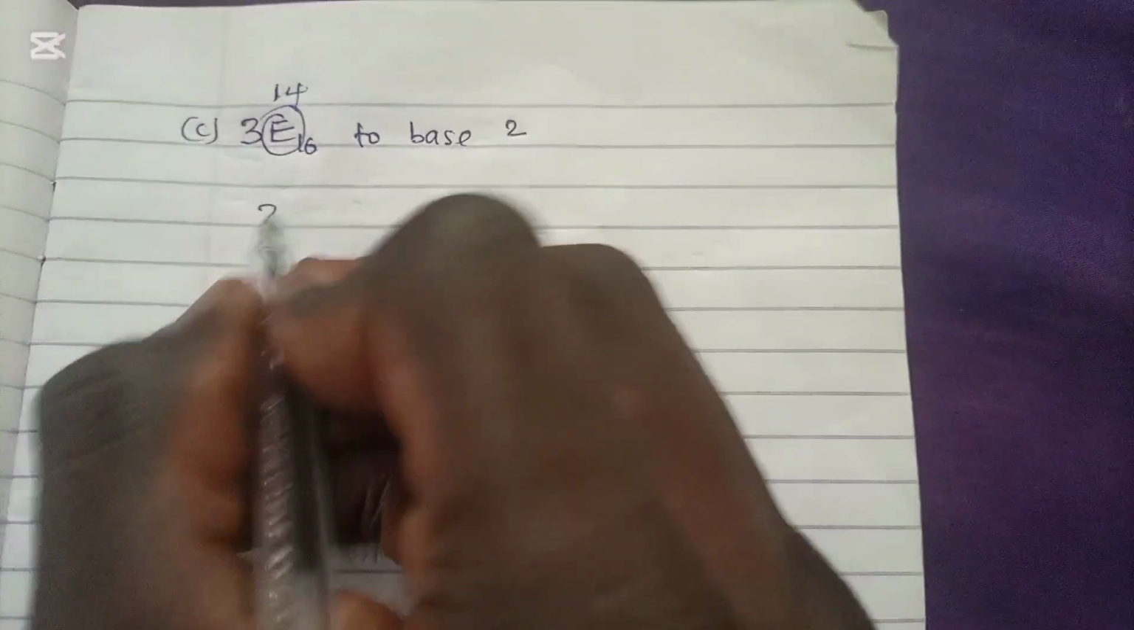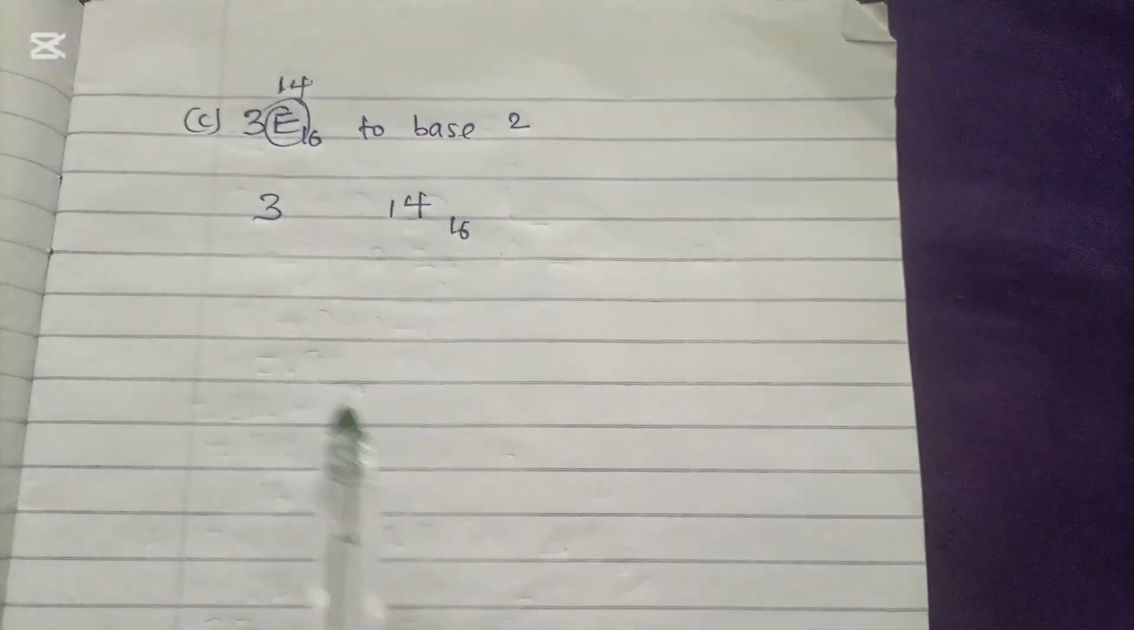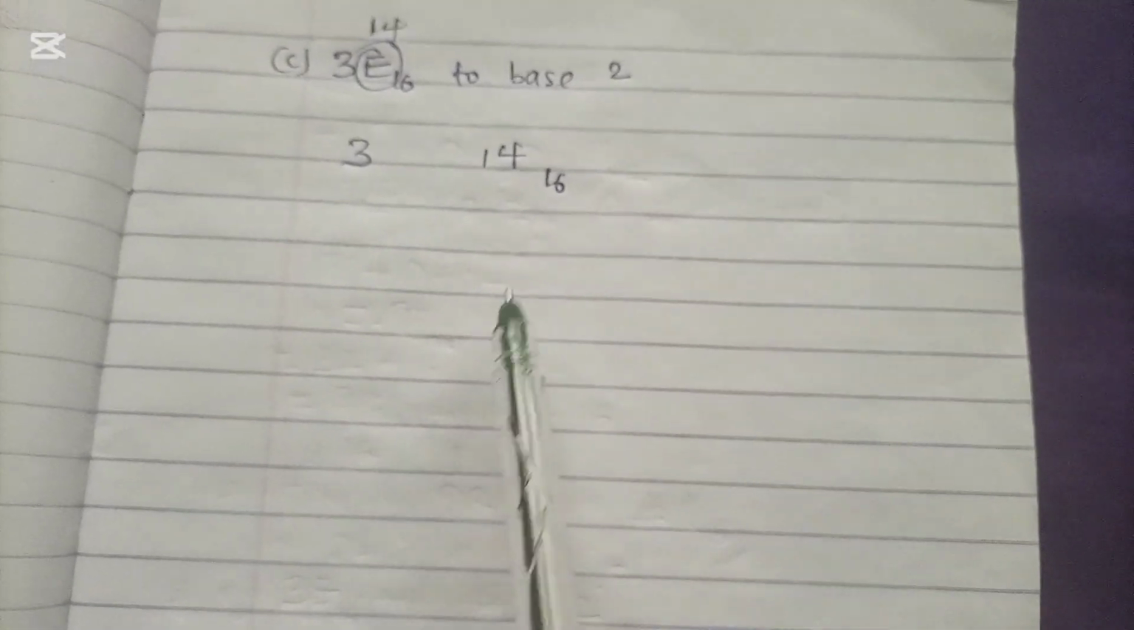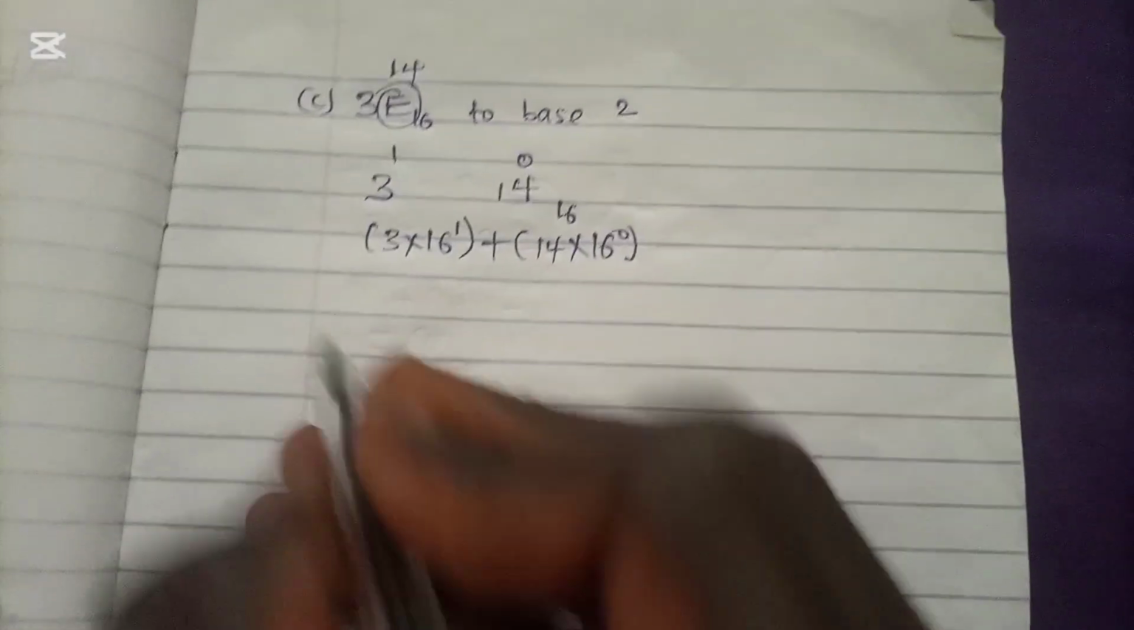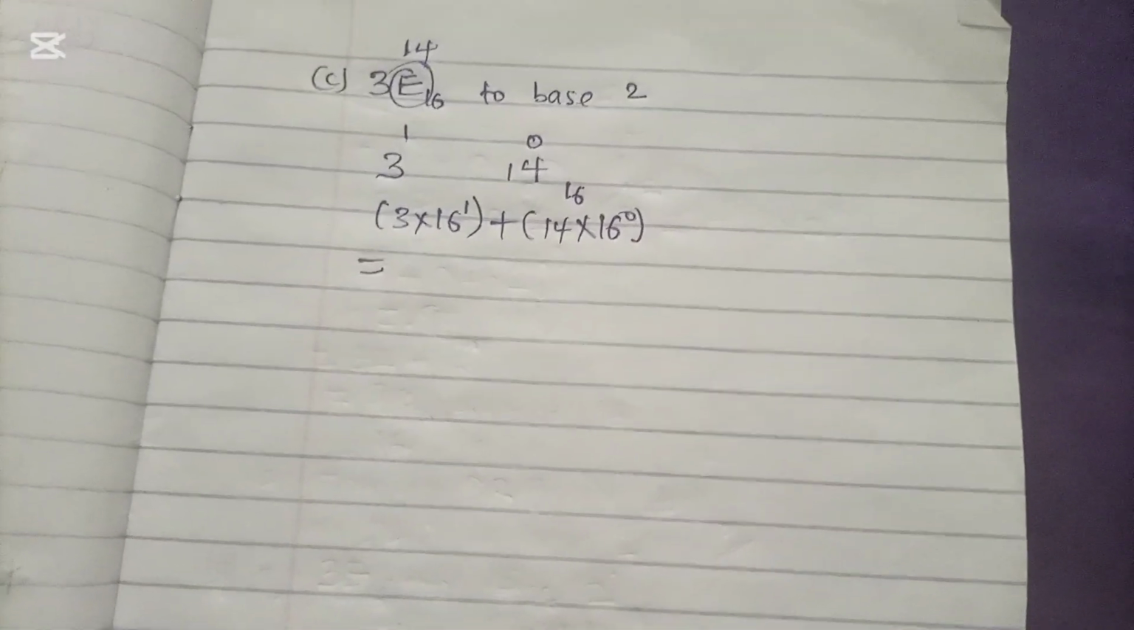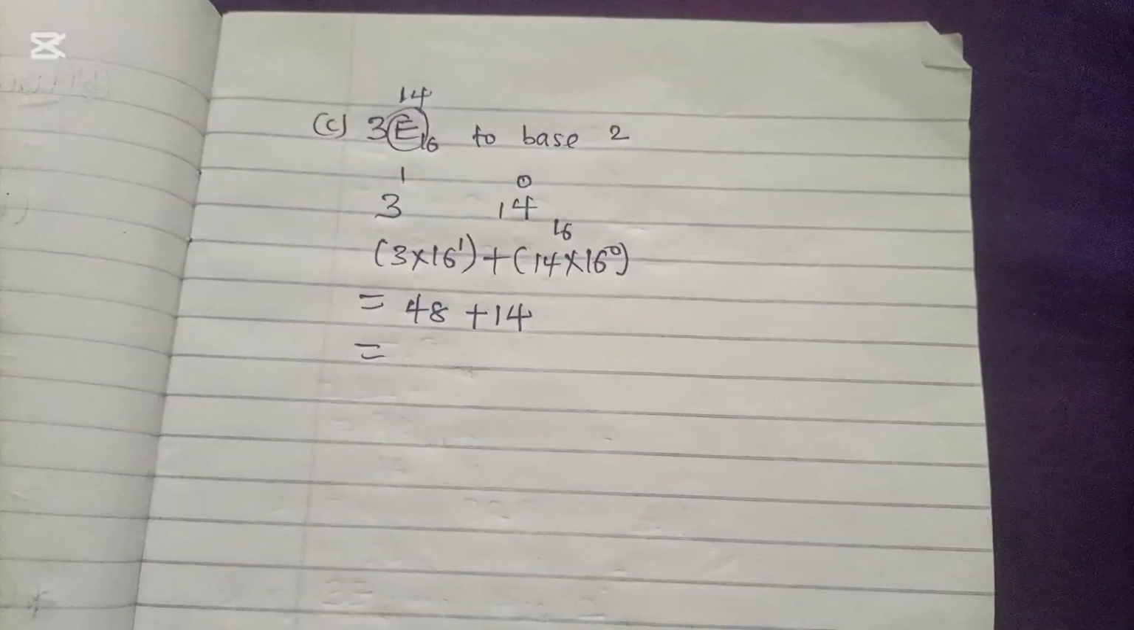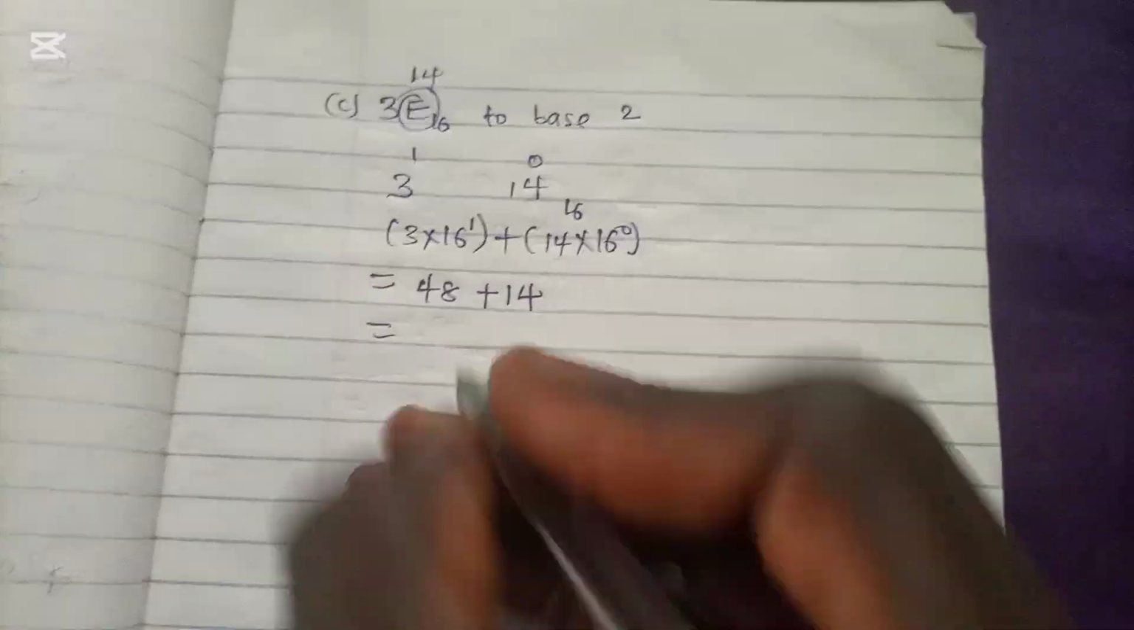Now moving to the third part of the last method, we are having 3e base 16 to base 2. So e here is standing for the number 14. So that's 3, 14 base 16. I told you we'll first convert it to base 10 before we convert it to base 2. So we're having it to be 0 and then 1. So that will be 3 times 16 raised to power 1 plus 14 times 16 raised to power 0. So 3 times 16 will give us 48, plus 14 times 1 will give us 14. So 48 plus 14 will give us 62 base 10.